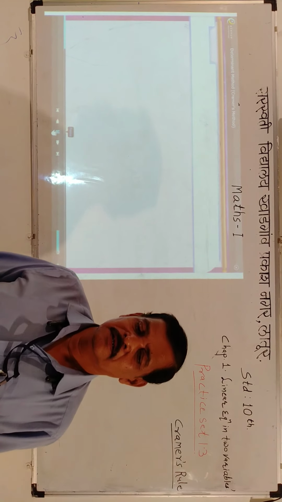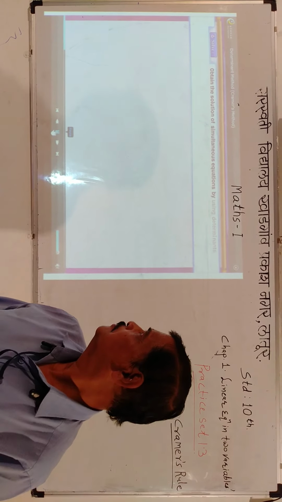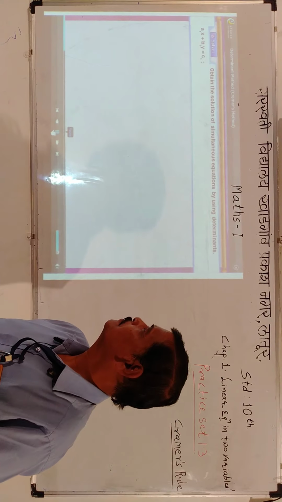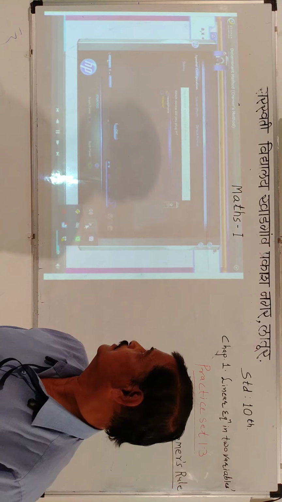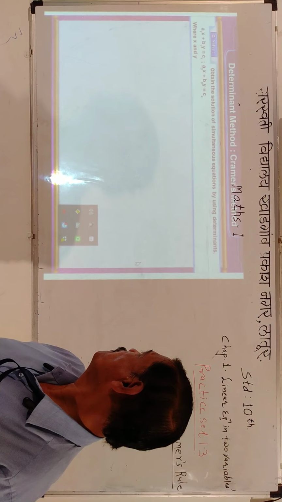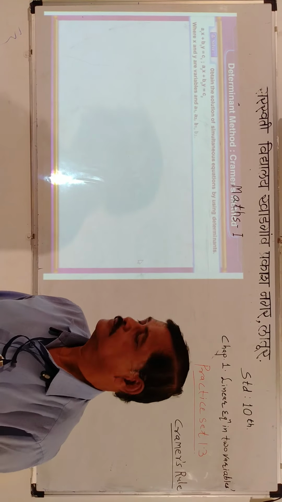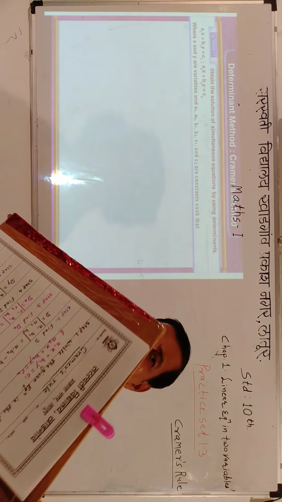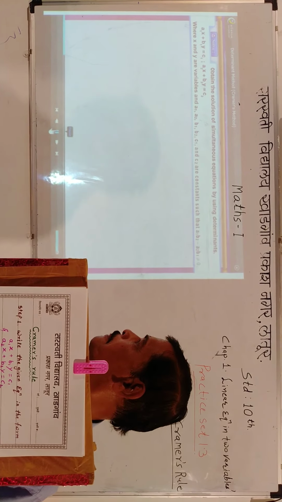Let us now see how to obtain the solution of simultaneous equations by using determinants. Let a1x plus b1y equal to c1 and a2x plus b2y equal to c2 be the given simultaneous equations where x and y are variables and a1, a2, b1, b2, c1 and c2 are constants, such that a1 b2 minus a2 b1 is not equal to 0.